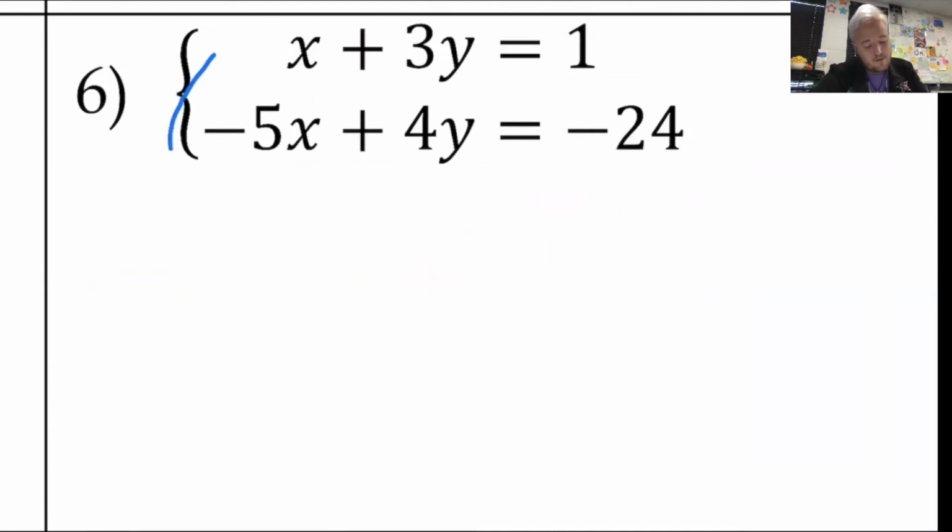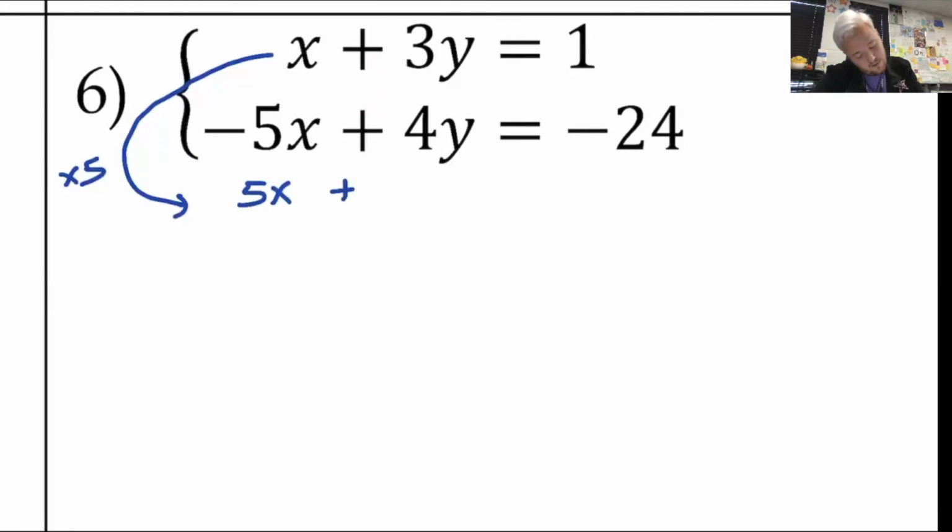So looking at my x values here, we have a coefficient of 1 and negative 5. So they're opposite signs. I could easily multiply that top equation by 5 to make those 0 pair. However, if I look at the y values, we have positive 3, positive 4. I'd have to multiply the top equation by 4, bottom equation by 3. I'd rather just multiply one equation. So the y's you can eliminate, it's just not going to be as easy. So I'm just going to multiply my top equation by 5. So when I multiply by 5, we're going to get 5x plus 15y equals 5.